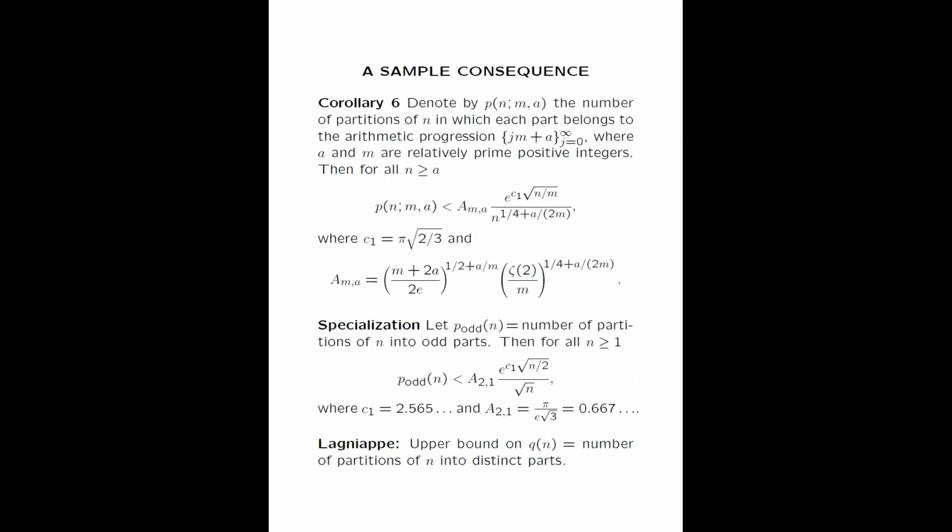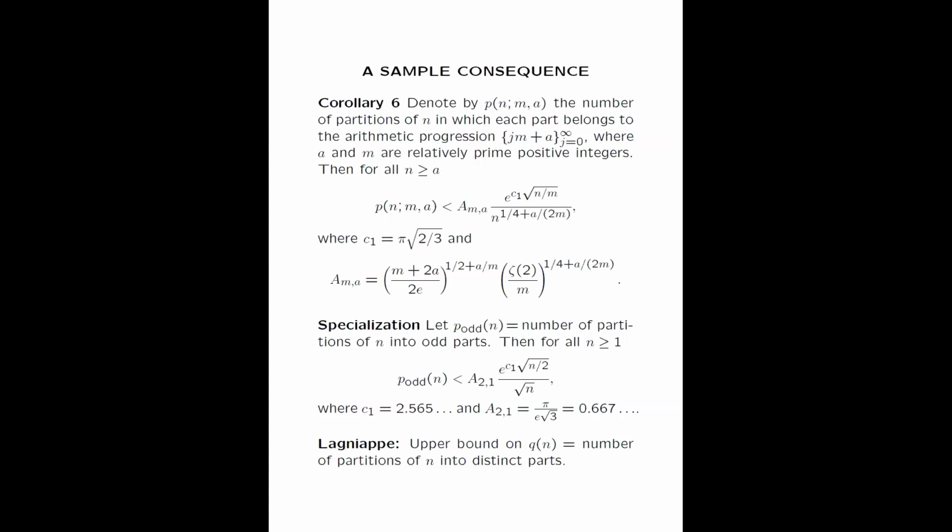Okay. Here is a sample consequence. Now, since there are three parameters in play, R, M, and A, you can write down many examples, but here is one I chose. When R equals 1, I'm getting what I'm calling P of N, M, A, the number of partitions of n in which each part belongs to the arithmetic progression Jm plus A, J going from 0 to infinity. I'm assuming that A and M are relatively prime, and you get this upper bound.